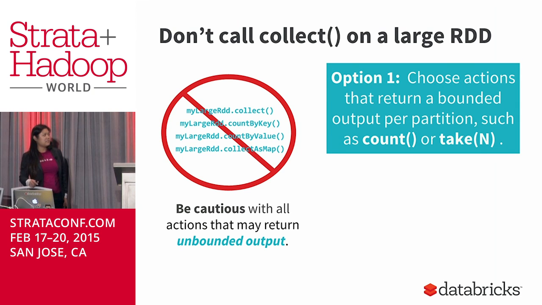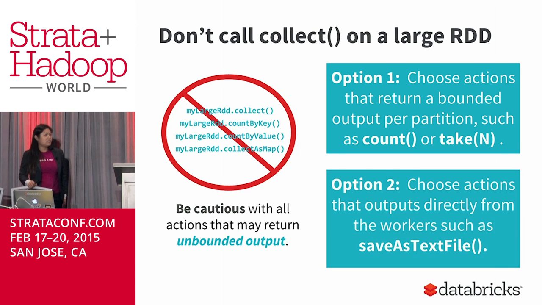So your first option is to choose an action that returns a bounded amount of output per partition, such as count or take(n). So maybe in this case, we just wanted to sanity check, call some kind of action to make our RDD actually do the transforms. Count will be sufficient to do that, or maybe take, just so that we can get a few of the samples out.